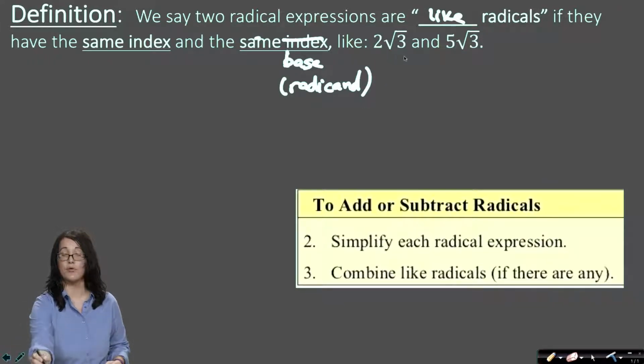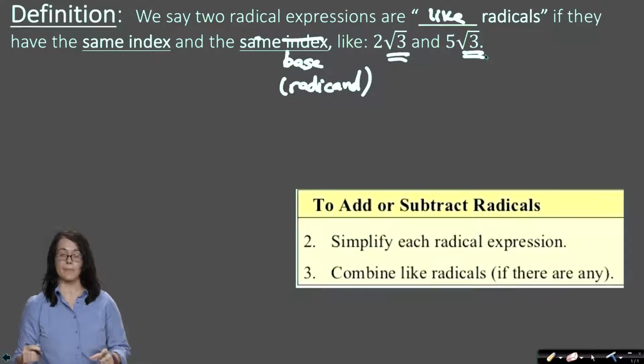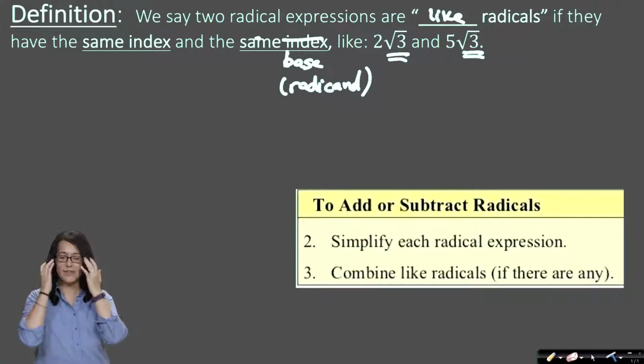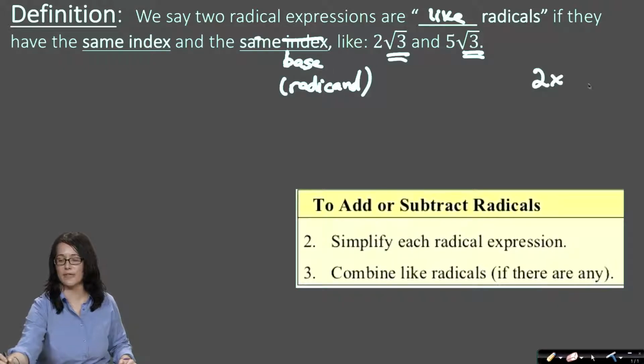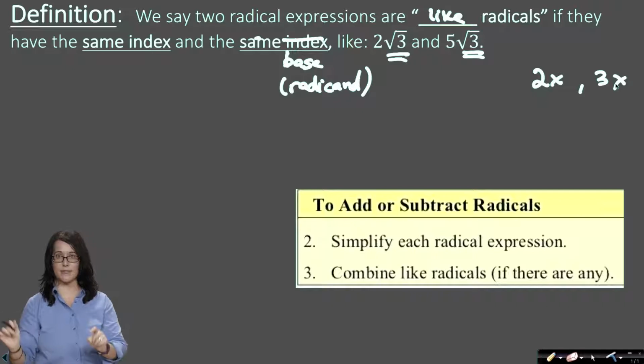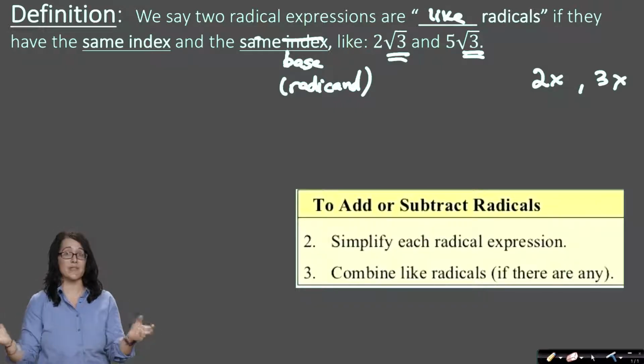So let's see what I'm talking about here. I have 2 square root 3 and 5 square root 3. Notice that square root 3 and square root 3 look identical, don't they? They're both square roots, means their index is 2 for both of them. And their radicand, the number underneath for the base, is 3 for both of them. This is kind of like if I had 2x and 3x. They have the same base x and the same power 1. We would have called those like terms.